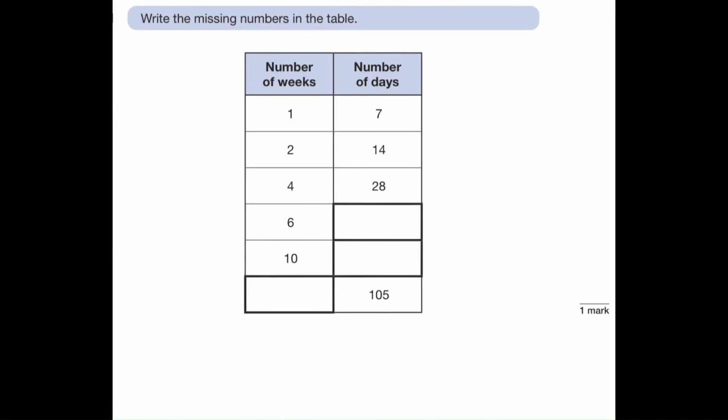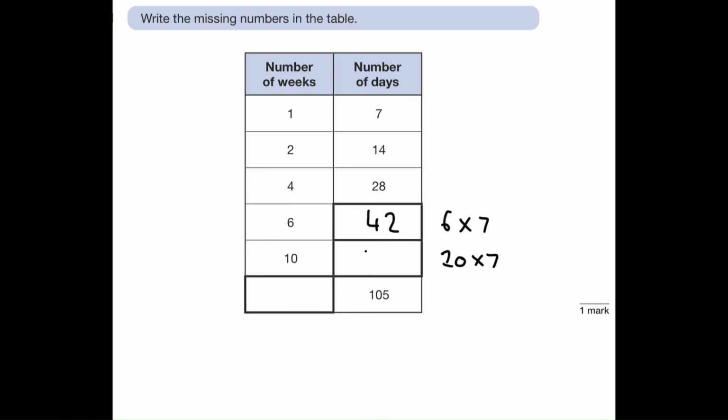So the next question says to write the missing numbers in the table. So pause the video now and have a go. There are 7 days in a week, so for 6 weeks we do 6 times 7, which is equal to 42. For 10 weeks we do 10 times 7, which is equal to 70.